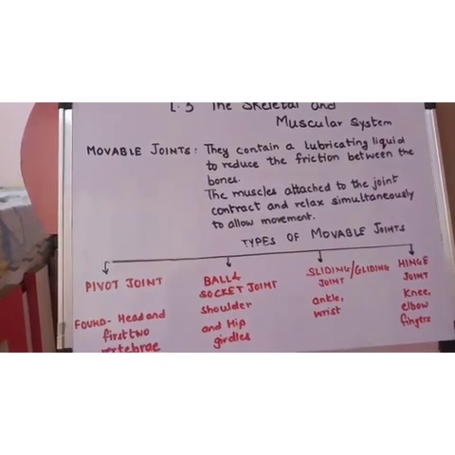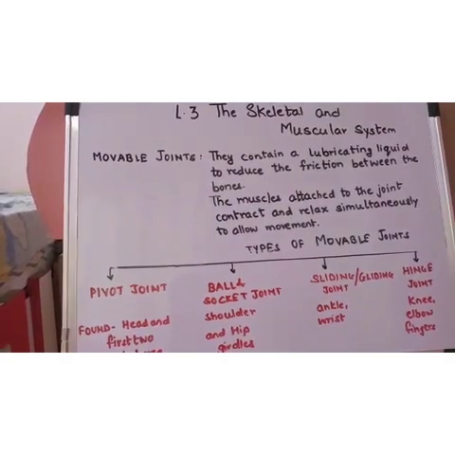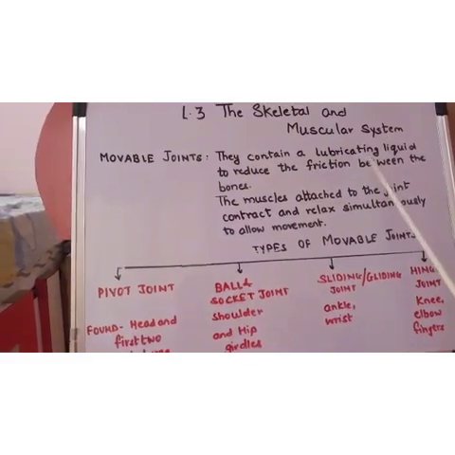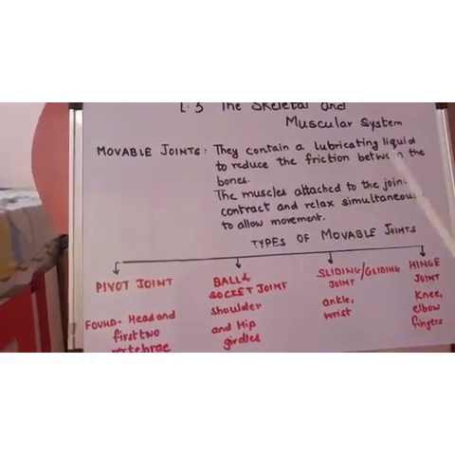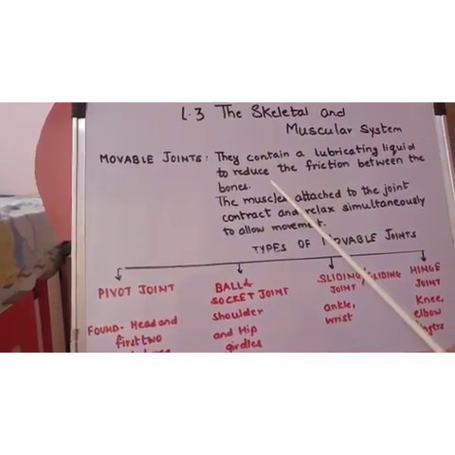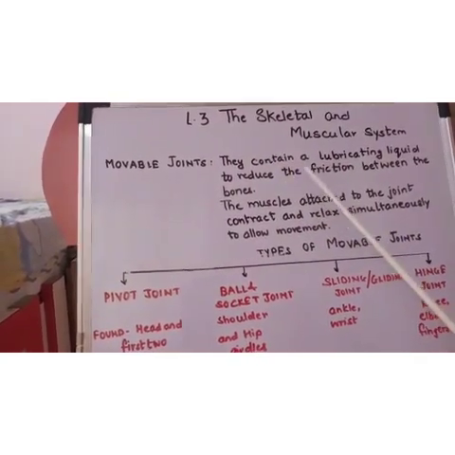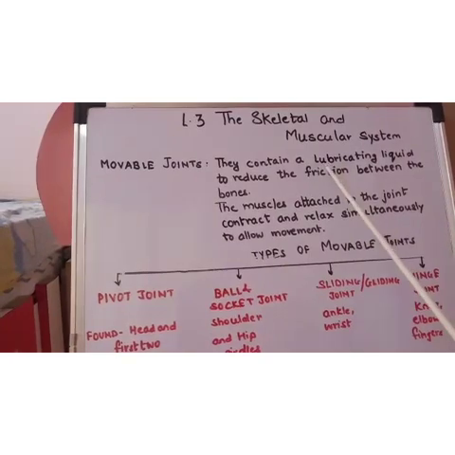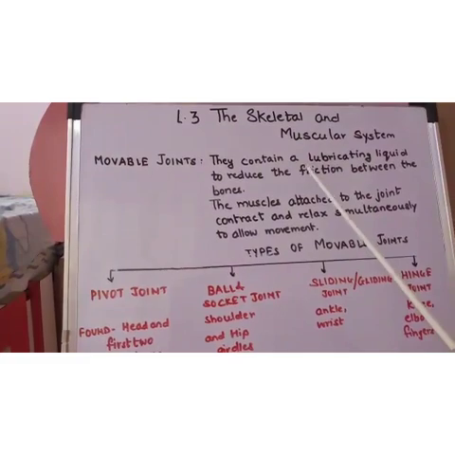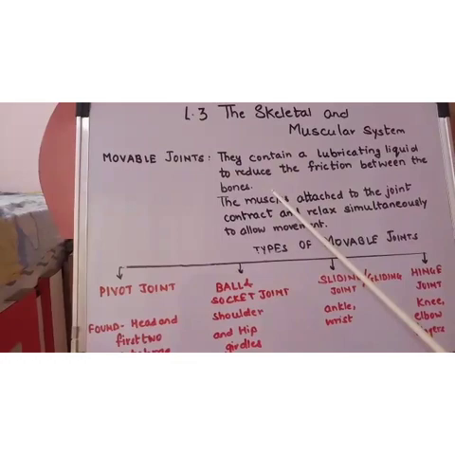Now I'll see about movable joints in detail because there are 4 types of joints in them. Please remember, movable joints contain a lubricating liquid to reduce the friction between the bones. If you have seen some machines or even your cycle, you always apply oil over the chain or the parts which rub against each other. In that case, oil is a lubricating liquid.